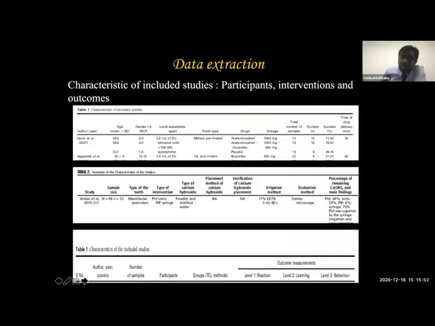Yeah. So now the next is your data extraction. That is the characteristics table. This characteristics table is important for you to present in your manuscript. Most of the time, this has to be in your manuscript, not in your supplemental data. So the principles which you have to capture are the details of participants, intervention, and outcome. As I told you, participants means your subjects. So if you see this first table, I have mentioned age and gender of the participants.